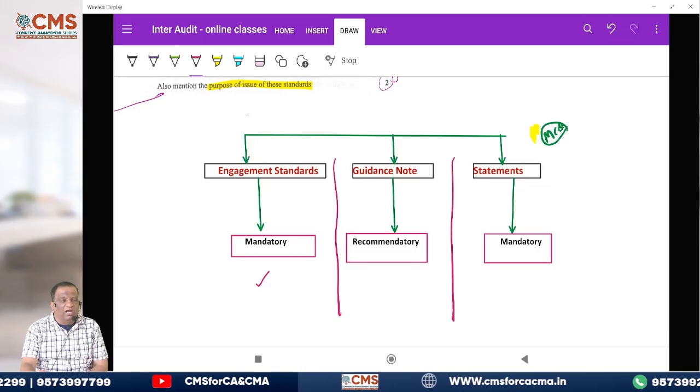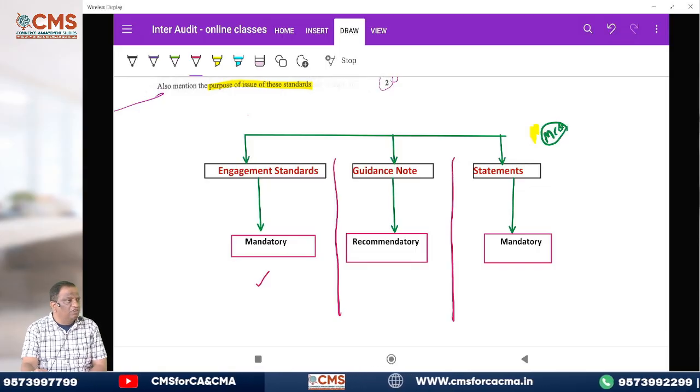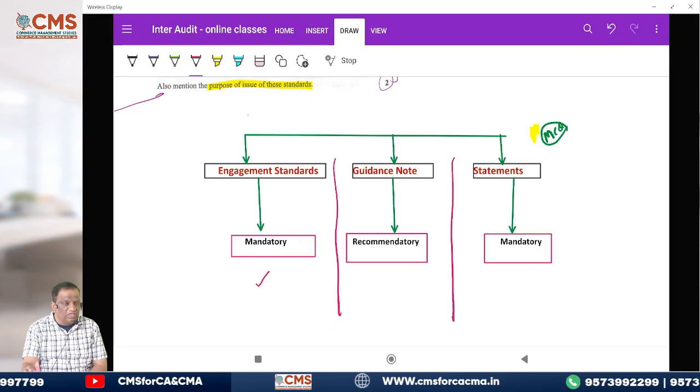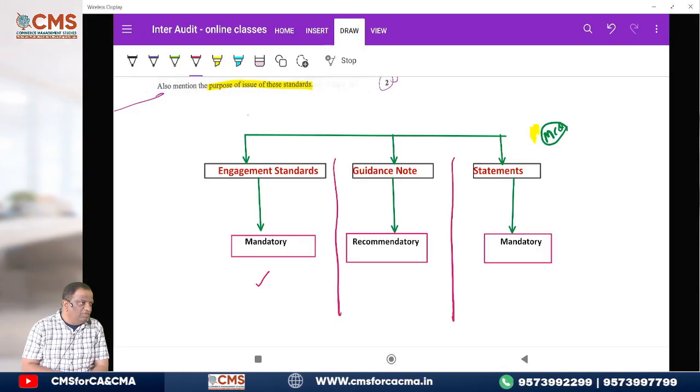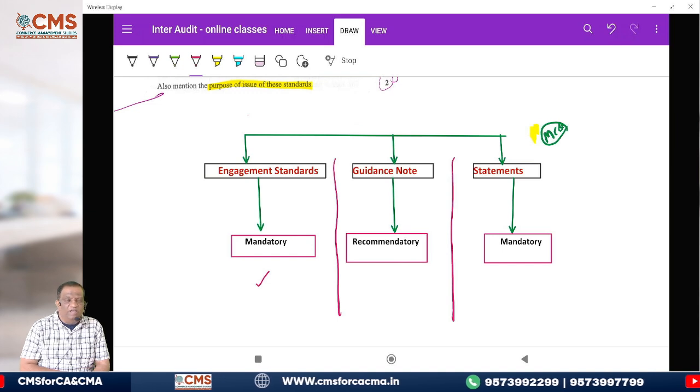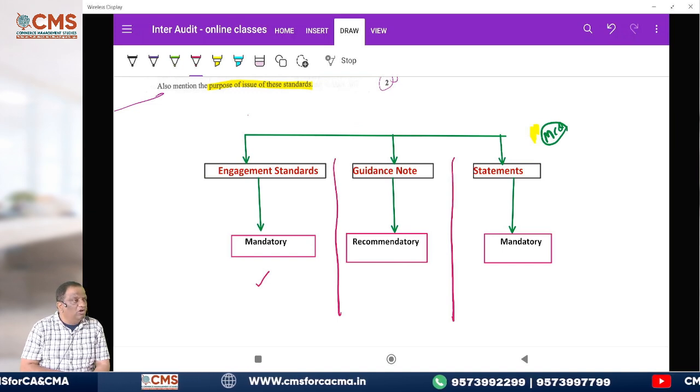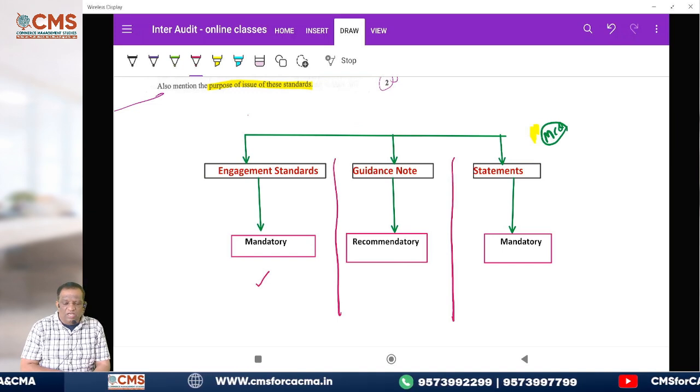And there are certain guidance notes, like guidance note on audit of banks and guidance note on audit of debtors and all that. They are recommendatory because it is only the guidance given by the ICAI. But there are certain statements, like statement on CARO, statement on audit report. So they are all mandatory.